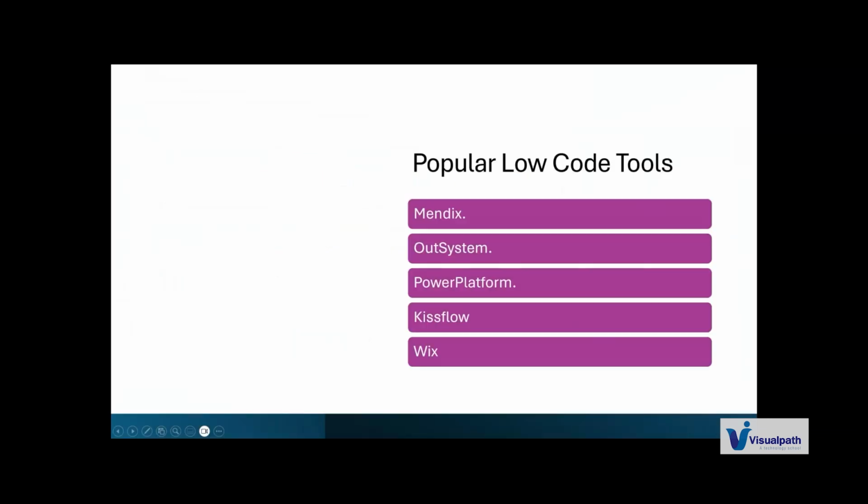So we have so many other popular low code tools, like Mendix, OutSystems. Power Platform is one of them. And we have Kissflow and Wix, which are low code, no code platforms. Mendix and OutSystems are low code. Even Power Platform is a low code platform. And Kissflow and Wix are no code platforms. You don't need any sort of code. You can directly drag, drop, or arrange, and then you can build applications and workflows. So there are so many others; I just listed a few.